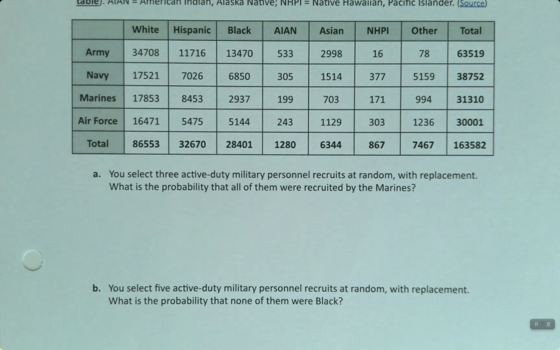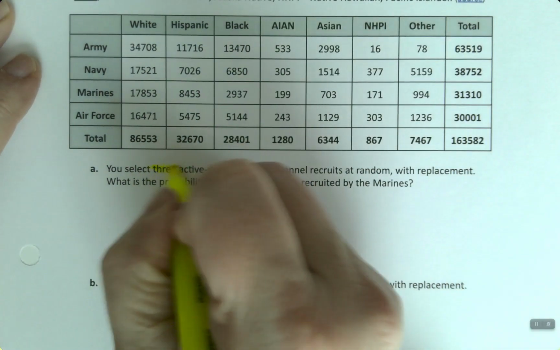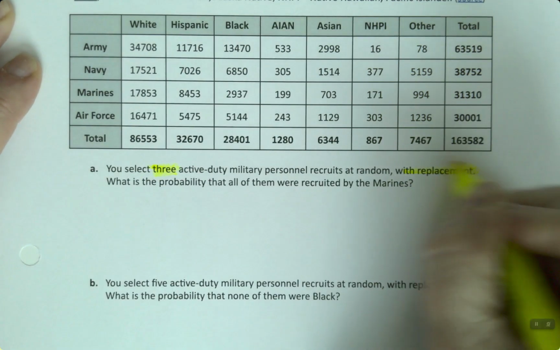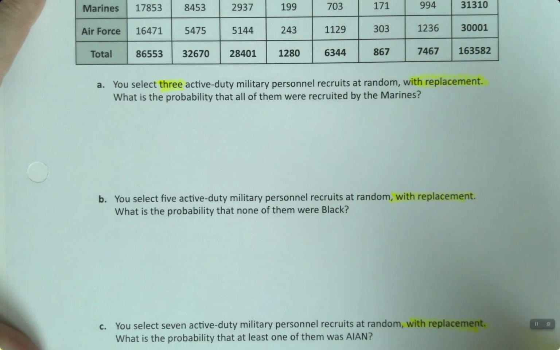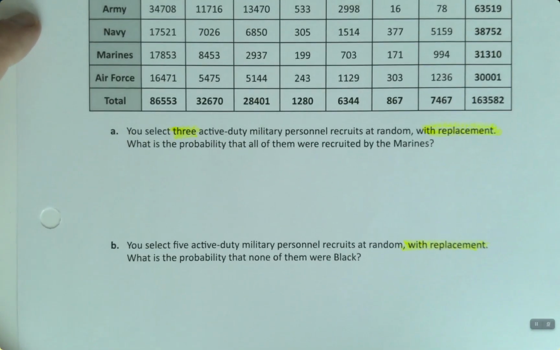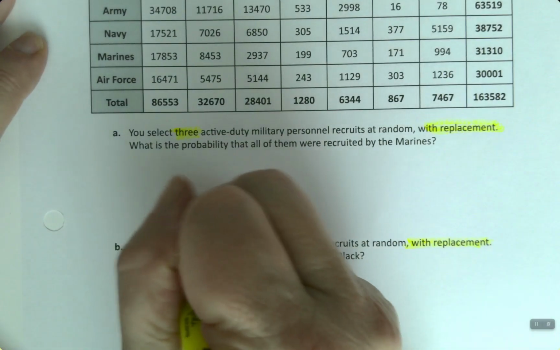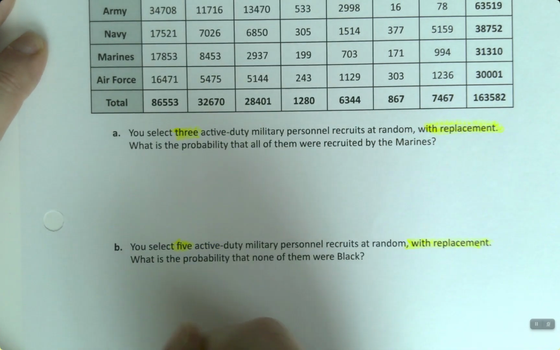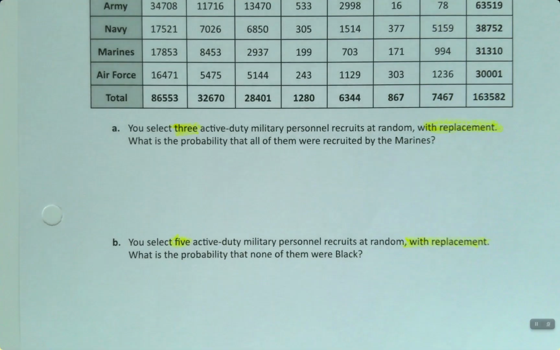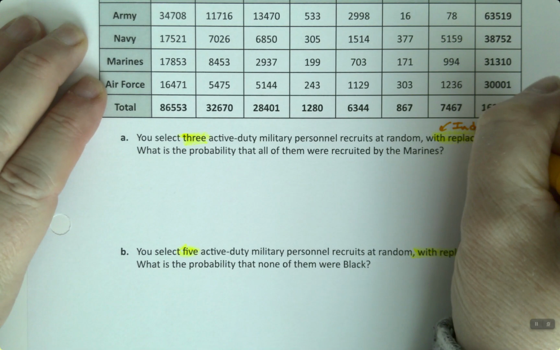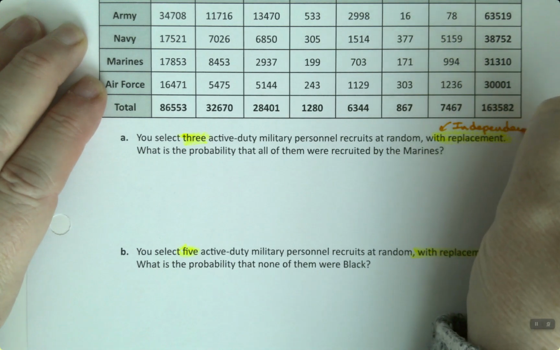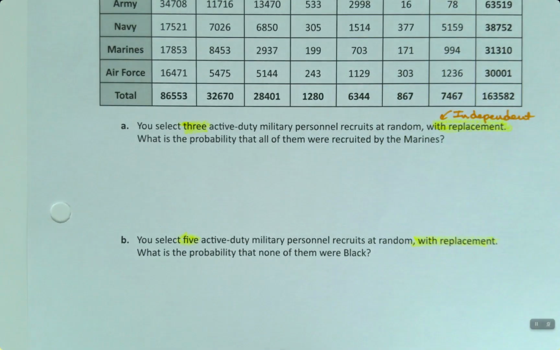We're going to select 3 active duty military personnel recruits at random with replacement. Those are magical words we like to hear, because with replacement means it's independent. And I'm noticing just ahead of time, all the next problems are also with replacement. So these are all going to be independent, which is great because if they're not independent, we can't really do the things from this particular section. So I'll just make a note: when we see with replacement, that means independent.